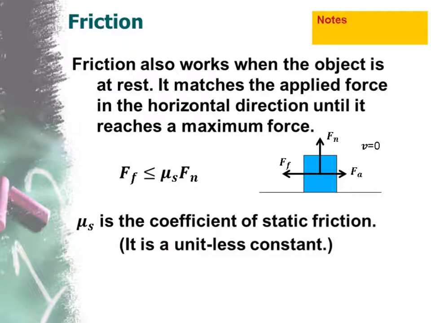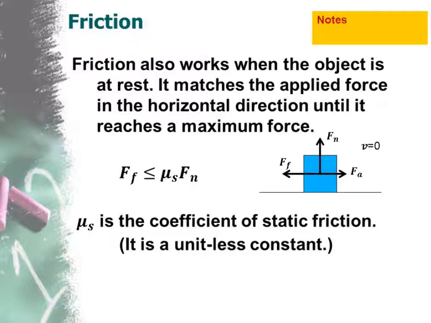Now friction also works when the object is at rest. The way that works is that it will match any applied force in the horizontal direction until it reaches a maximum friction force. So if I apply a really small force in this direction, the friction will match that force up until a certain point, and it will match it so that the block initially doesn't move. So it takes at least a minimum amount of force to overcome the force due to friction when the block is at rest.